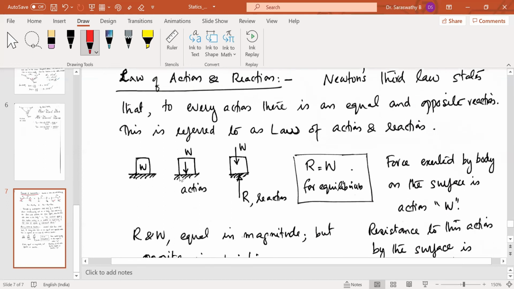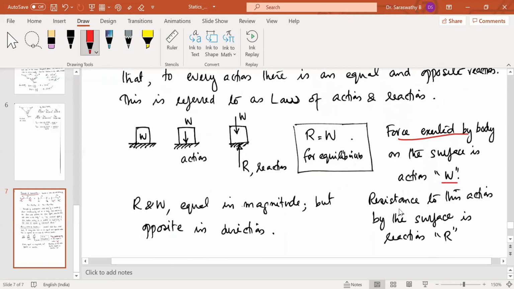Suppose a weight W is placed on a smooth floor or surface. The force exerted by the body on the surface is called action. It is W. The surface in turn applies a force. The resistance to this action by the surface is called reaction. So the surface exerts a force in the opposite direction, which is called the reaction. And for equilibrium, the two equal forces must act along the same line, and W must be equal to R, equal in magnitude and opposite in direction.